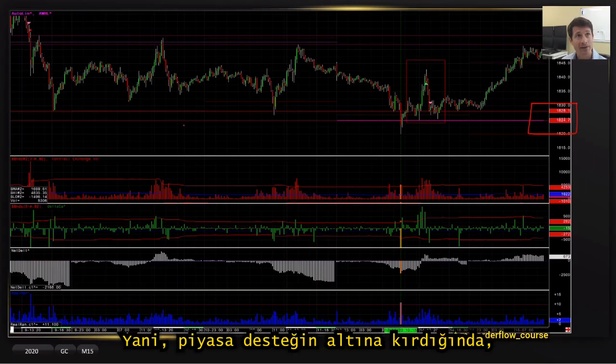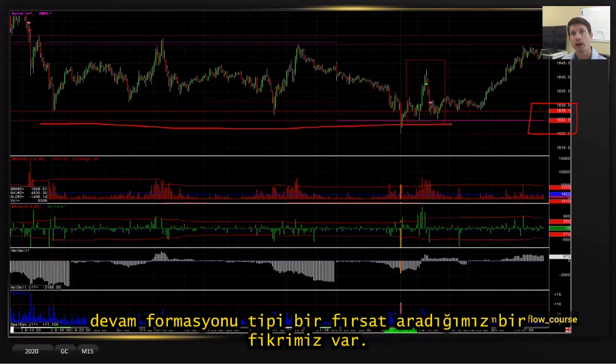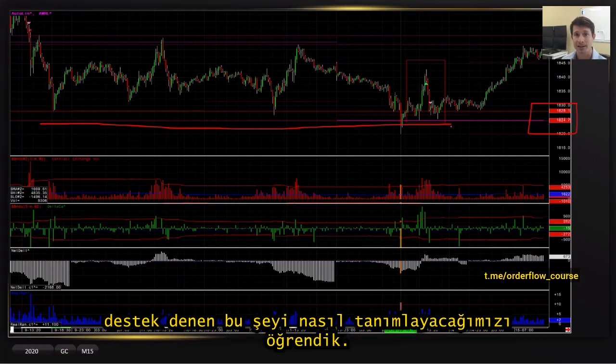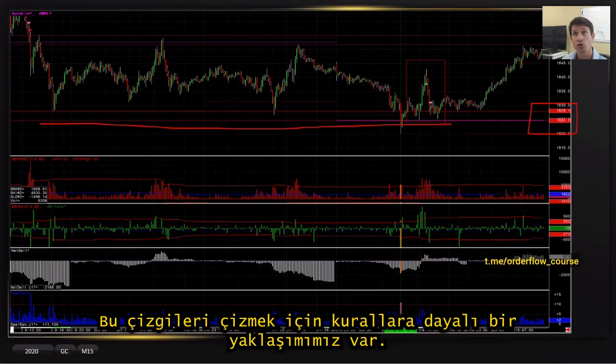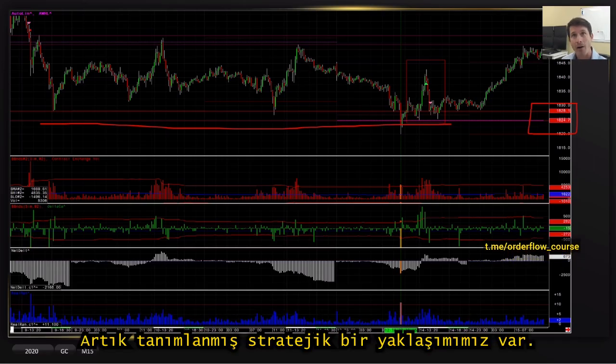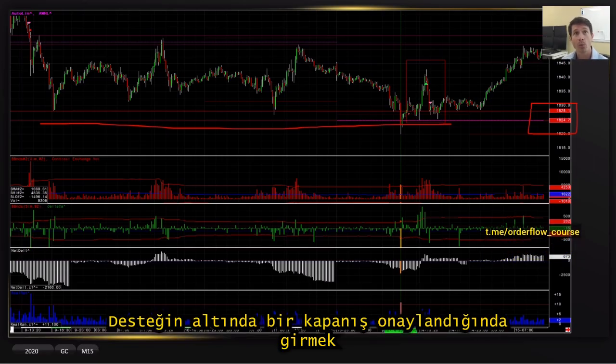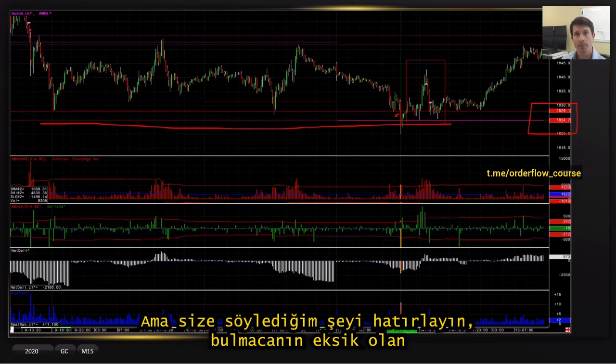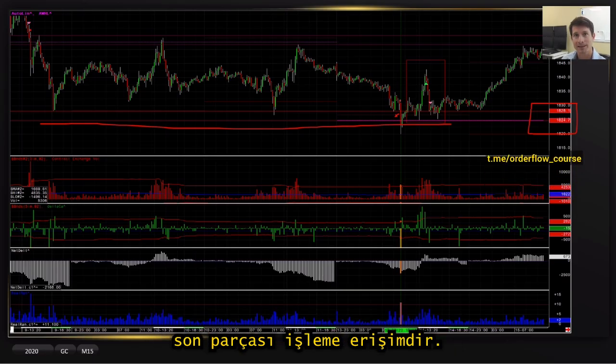So, we have this idea, which is when the market breaks below support, we are looking for a continuation type opportunity. We've learned through a rules-based approach how to define this thing called support. So we have a rules-based approach for drawing these lines. We now have a strategic approach defined. We want to enter once we confirm a close below the support and ultimately stop out if it comes back inside that range. So that's our strategic approach. But remember what I said to you, the last piece of the puzzle that's missing is the access to the trade.